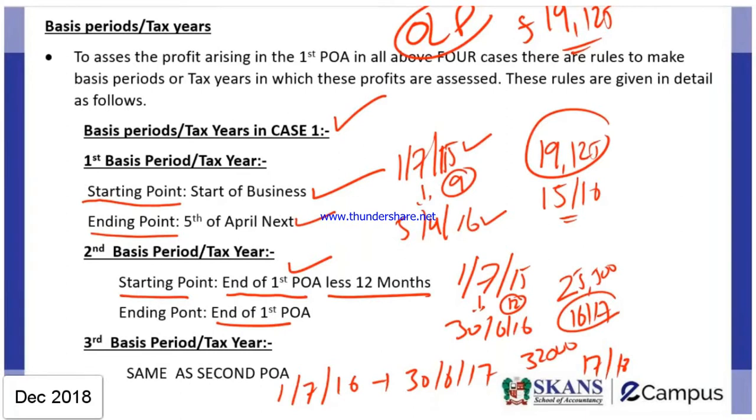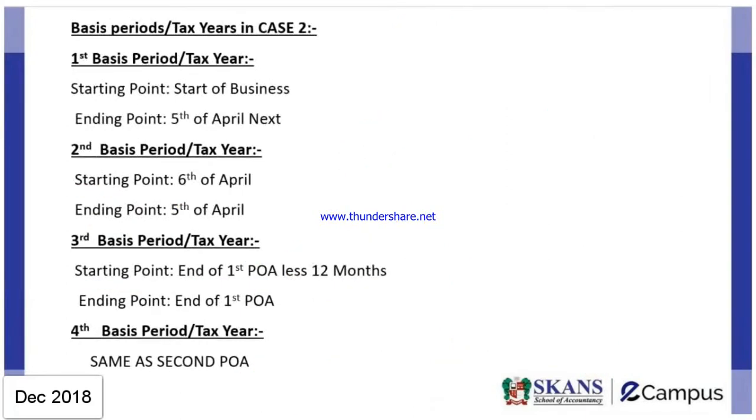Okay, now we come to case 2. What about case 2? Case 2 says that the starting and ending dates of the first period of account are such that a full tax year is skipped, and we observe in the given example that this happened, that the full tax year is skipped.